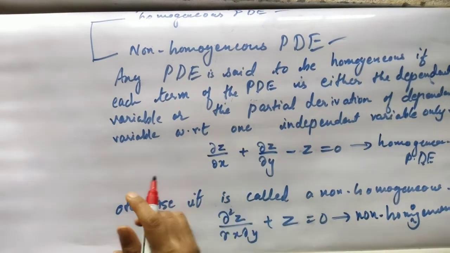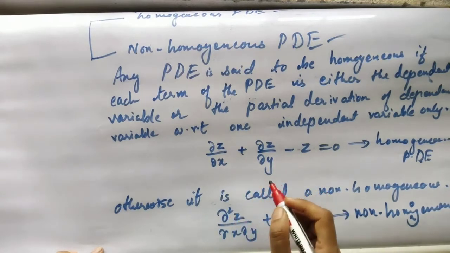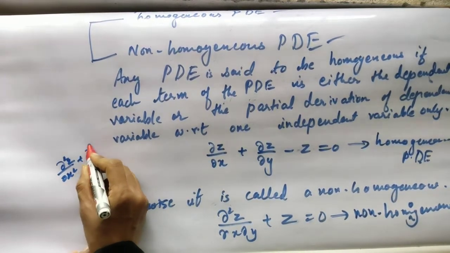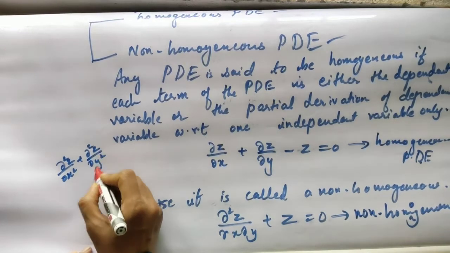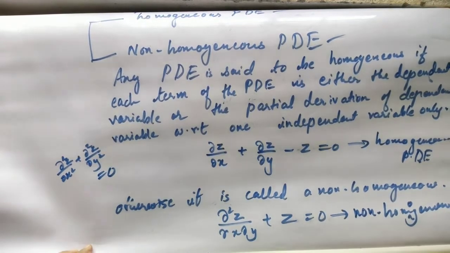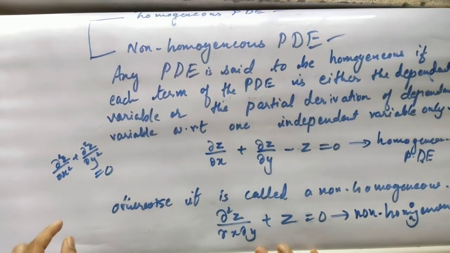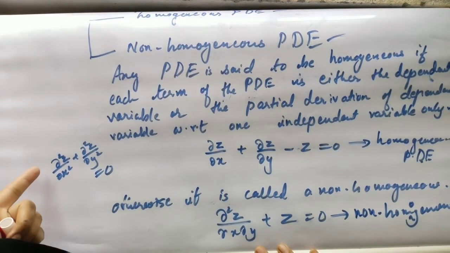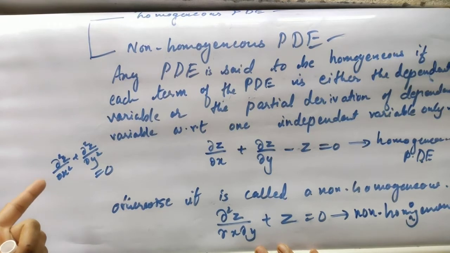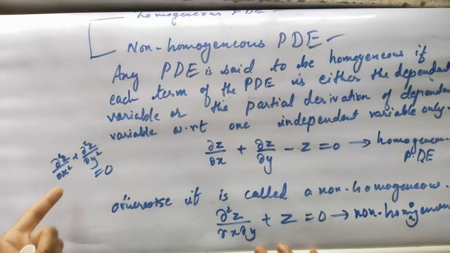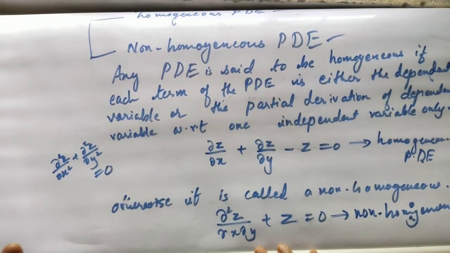Similarly, if I write one more example for homogeneous, it will be still clearer to you. If I write ∂²z/∂x² + ∂²z/∂y² = 0, this is also a homogeneous PDE because each term of that PDE contains the partial derivatives with respect to one single variable. See, ∂²z/∂x² is only with respect to x here, and only with respect to y here. The terms are like that, right?